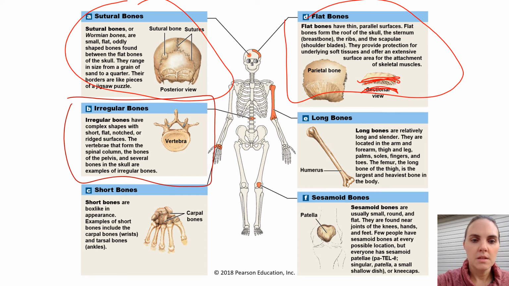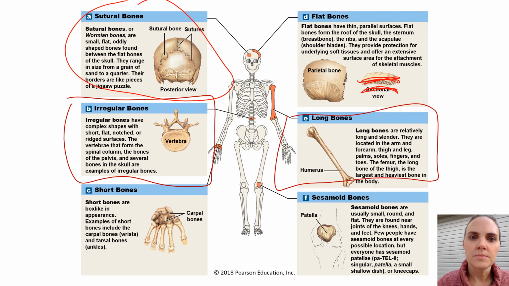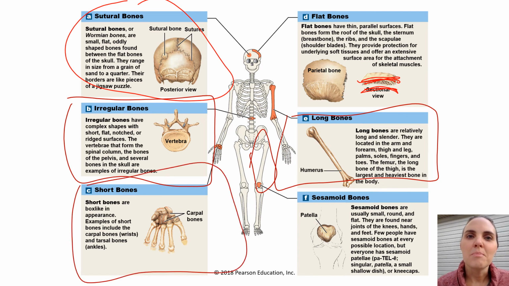Long bones are long and slender, and we find these in the arm, the forearm, the thigh, leg, the palms of our hands, soles of our feet, fingers, and toes. The femur is an example of a long bone, and it's the heaviest bone in our body. Short bones have a boxy appearance. The carpal and tarsal bones, so that's the wrist and ankle bones, are examples.